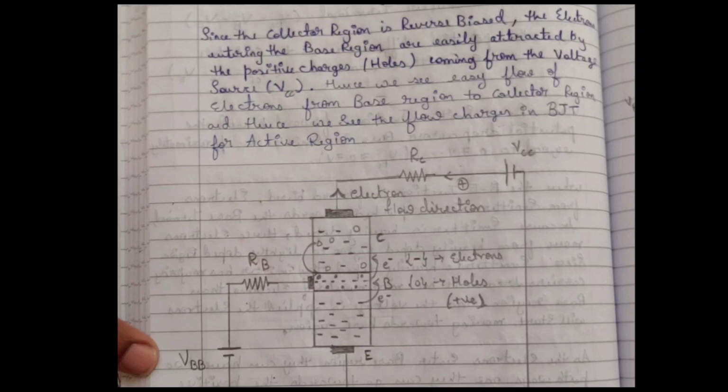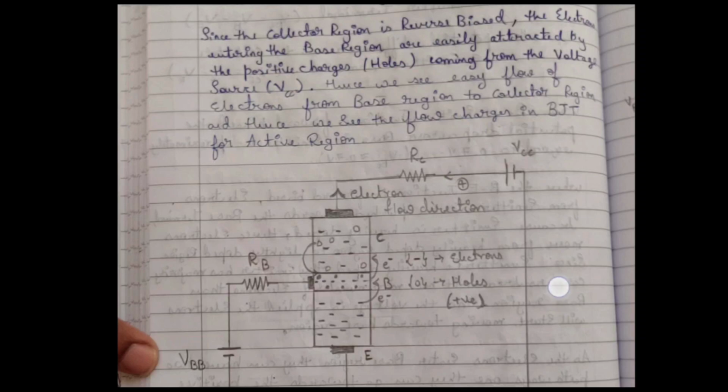The electron comes to the base region, escapes that base region, and gets collected in the collector region, where holes are being created in large number. So the electrons entering the base region are easily attracted by the positive charges coming from the voltage source. Hence we see the flow of electrons from the base region to the collector region, and hence we see the flow of charges in the BJT for the active region.